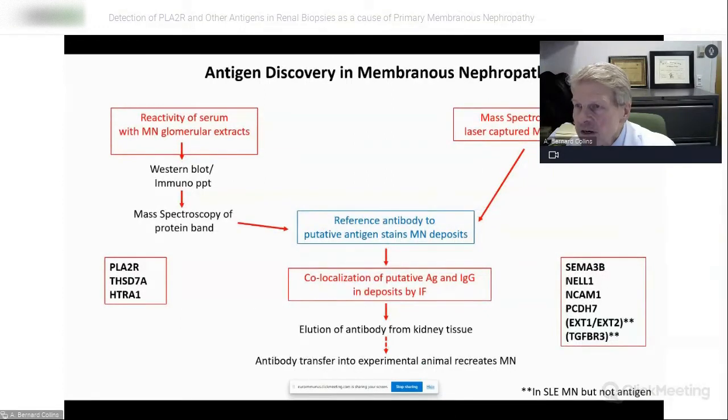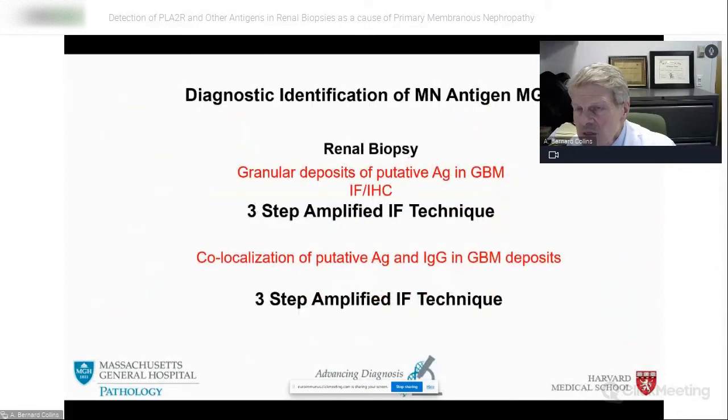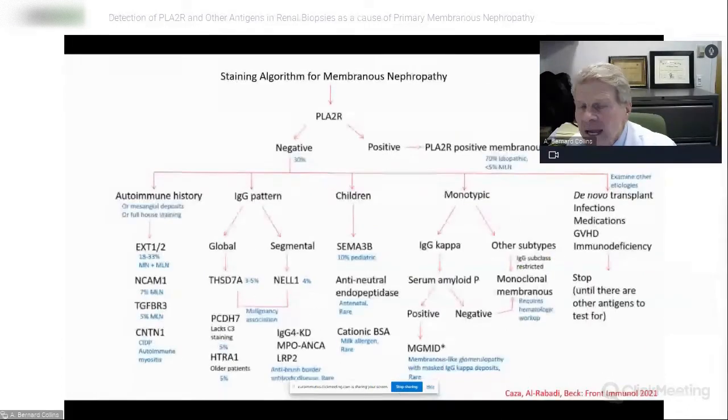We don't have in our lab setup the ability to do these other tests. I mean, we certainly can do Western blot, but prefer not to. And we don't have mass spec, and we don't have laser capture microdissection apparatus. So we used our three-step staining technique, and we also consulted the algorithm.